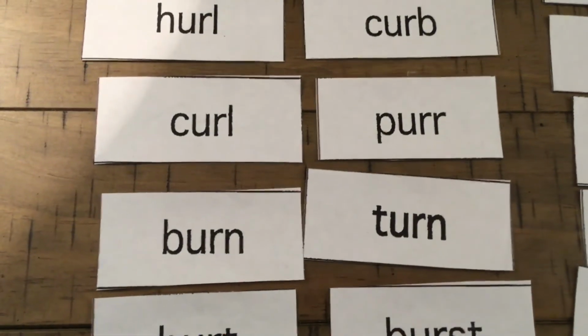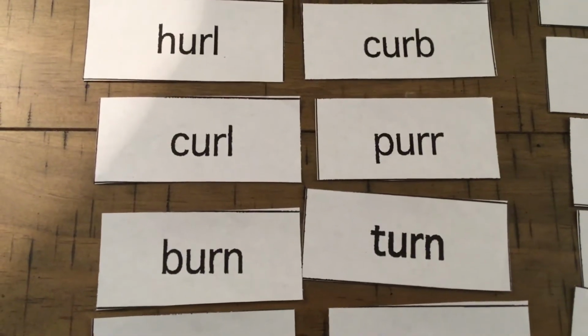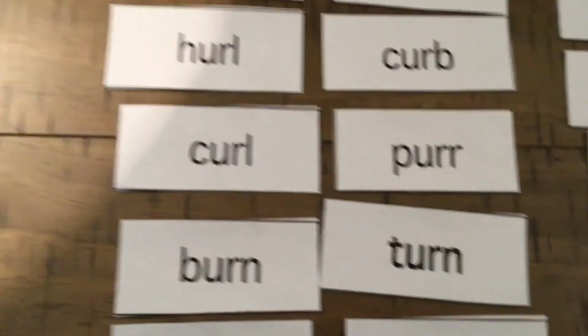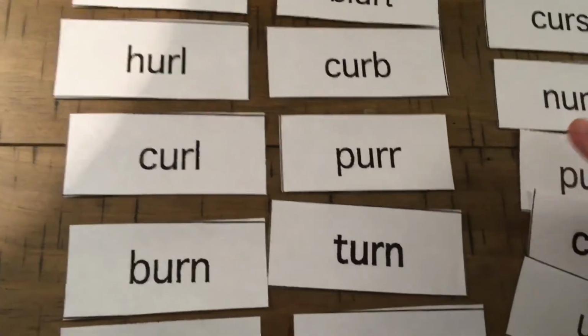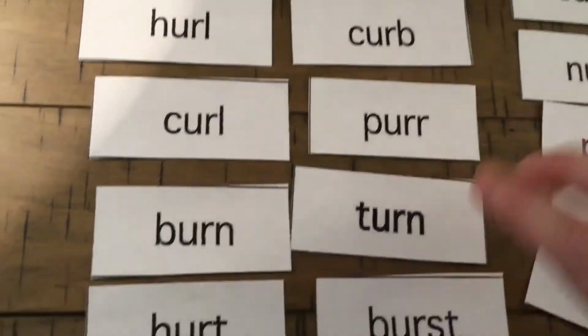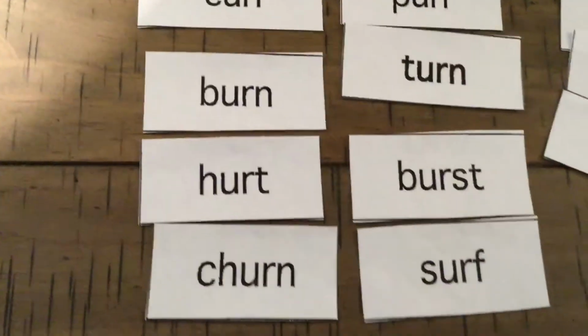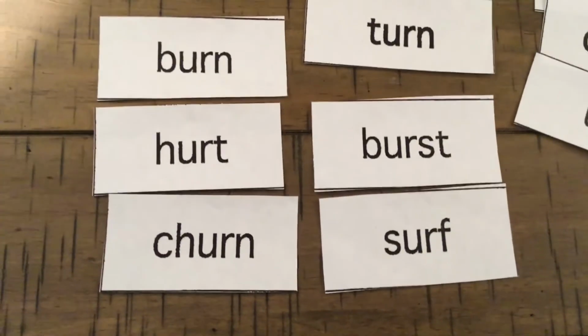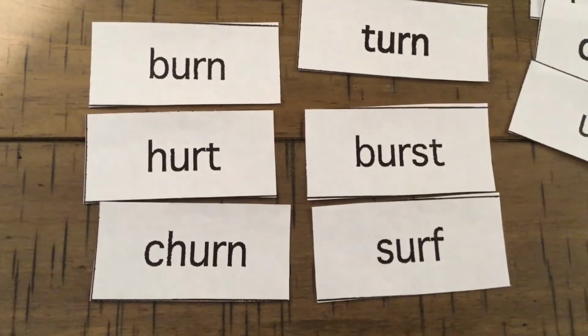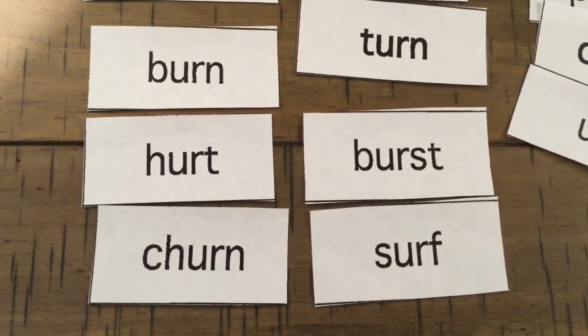Curl, purr, burn, turn. Again, you are. The only thing I need to remember here is that I have a double consonant with the R, doubling the R at the end. Hurt, burst, churn, and surf. Again, all URs saying ur.